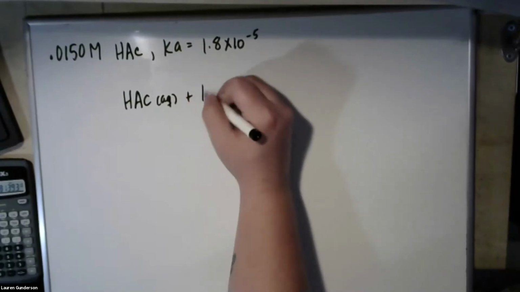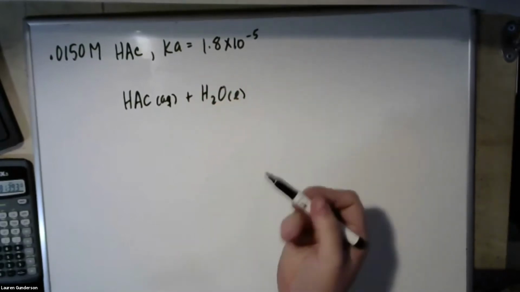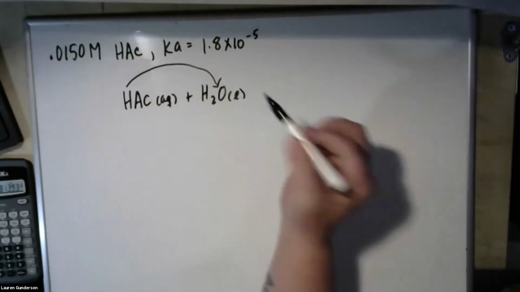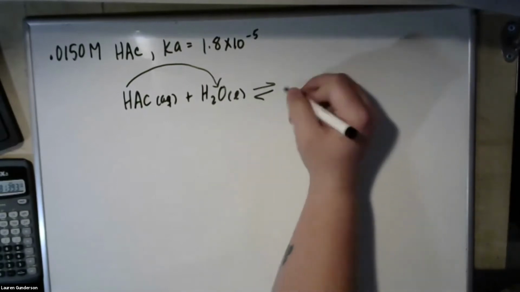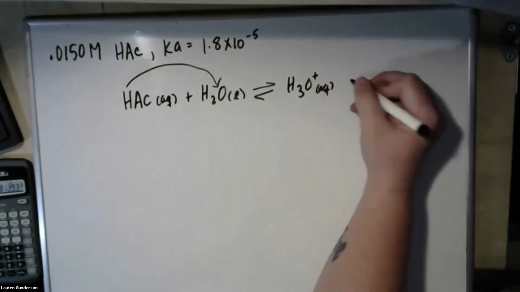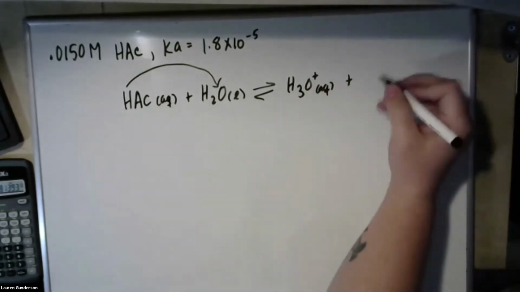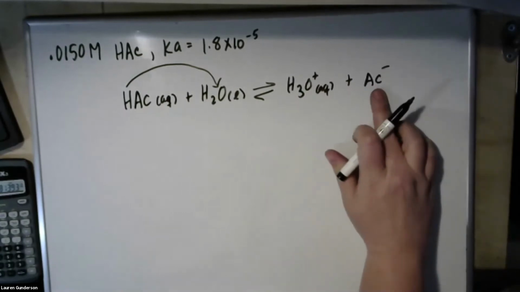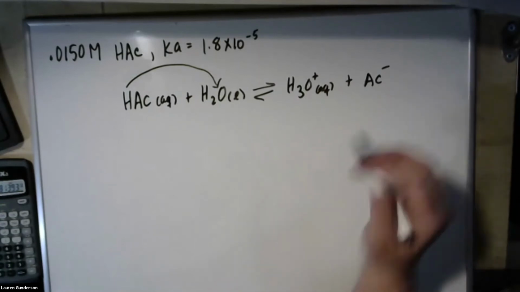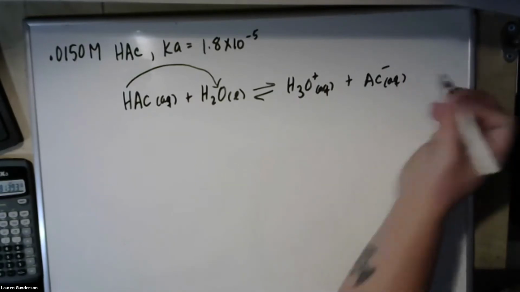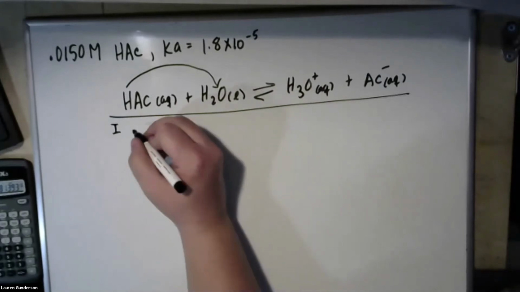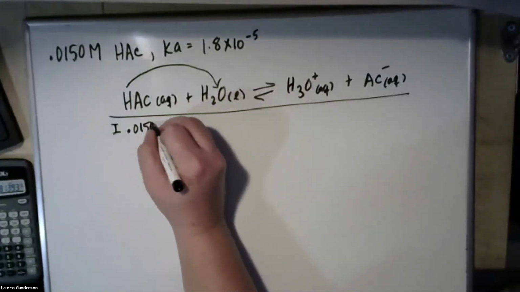And we know that it's reacting with water, but the same thing is still going to happen. Our hydrogen is going to exit the acetic acid and attach to the oxygen and form H3O plus. And it's going to leave the acetate ion behind, and we can represent the acetate ion as AC minus, right? Because it's still the same formula, it just has an extra electron there. So our initial amount of acetic acid is 0.0150.